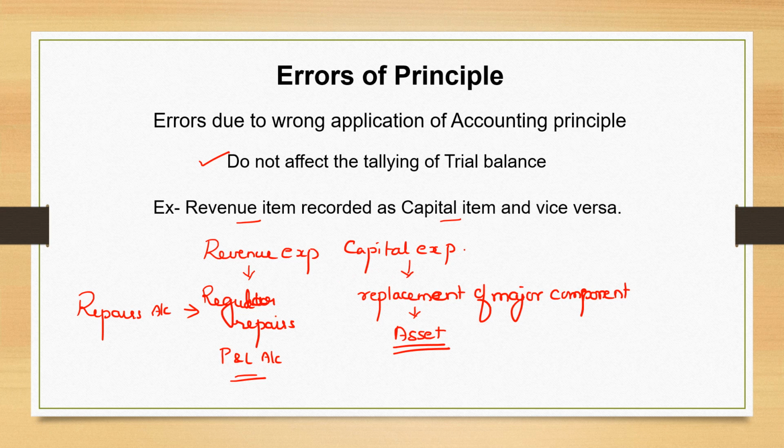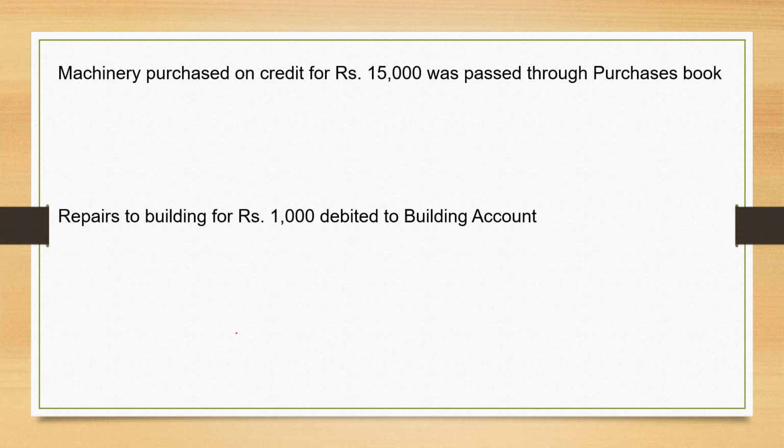Now, knowing this, we know that if this repair expense, which is a regular repair, instead of being debited to repairs account, is put to that particular machinery account, then that would be a wrong application of principle. Or if it was a replacement of a major component, it should have gone to the asset account. But instead of that, if it is debited to repairs account, there also it is a wrong application of accounting principle, and that error has to be rectified. So to understand it, let us take a few examples.